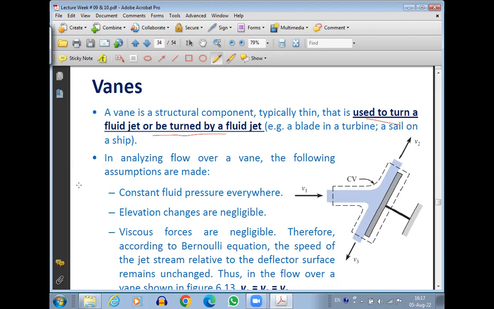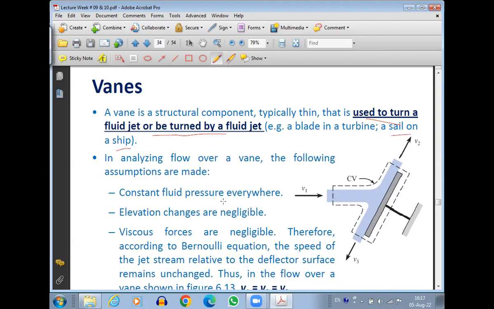Like in the case of turbines. In the turbines, you have the blades. In that case, the fluid is actually turning the blades and rotating the turbine. So for example, the blades of a turbine or a sail on a ship, these are known as vanes.